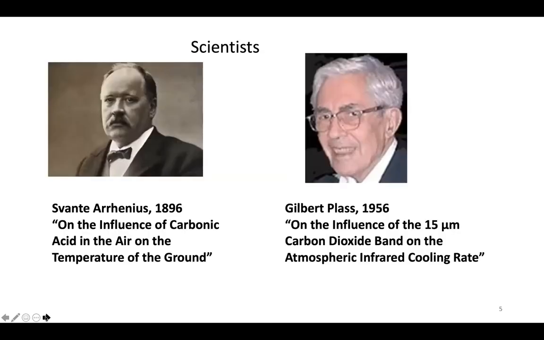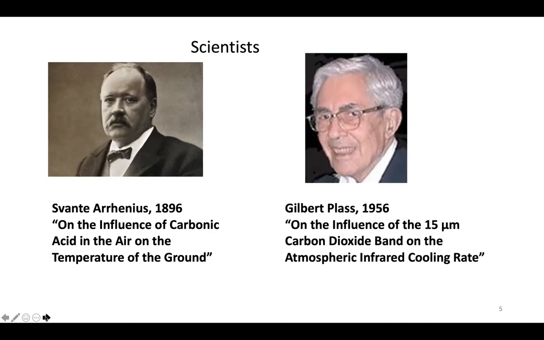Here are the earliest scientists that contributed to this problem. In 1896, Arrhenius wrote a paper on the influence of carbonic acid, as CO2, carbon dioxide was called in those days in the literature, and on the temperature on the ground. And he predicted that increasing carbon dioxide would, in fact, affect the temperature of the Earth. At that time, however, there had not been a sufficiently large increase from pre-industrial times that was a measurable problem, but it was one that could be predicted if the carbon dioxide continued to increase.